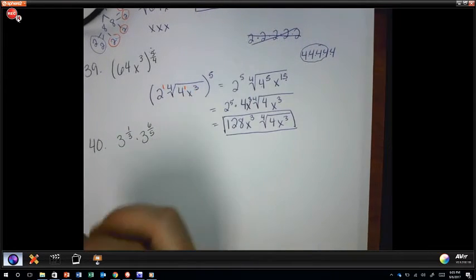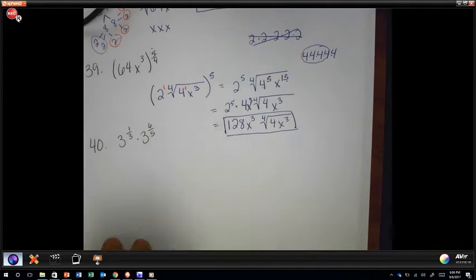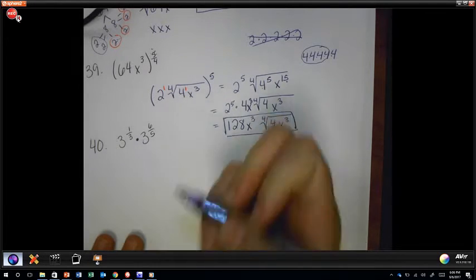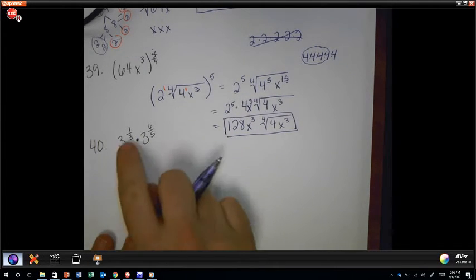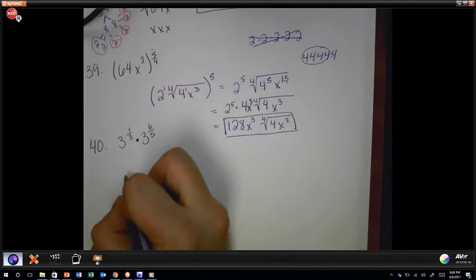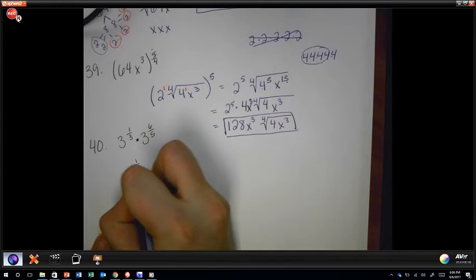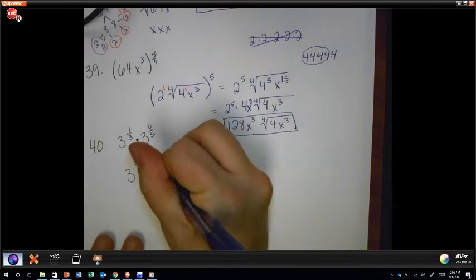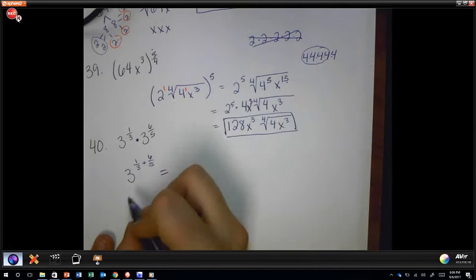Number 40. This goes back to product rule. I'm multiplying the same base with different exponents. Could be the same exponent. What I do is add my exponents. In order to add those exponents, I need common denominators.